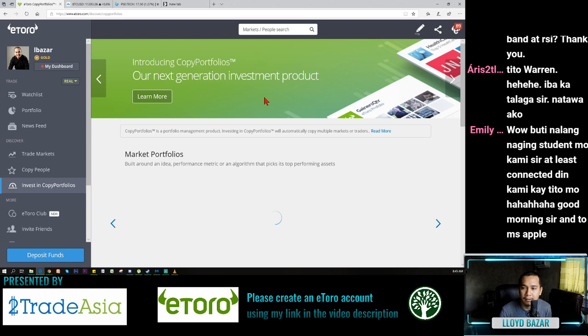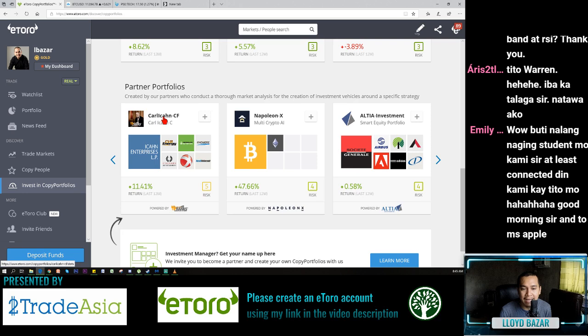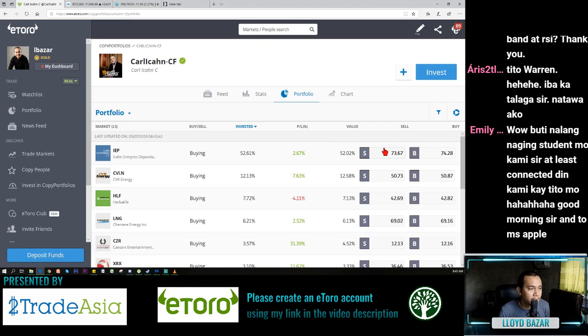So, there are very many copy ports out there. Sino pa ba yung sikat na ano? Ito, si Carly Khan. If you click on Carly Khan, go to the portfolio and click on view all. This is his investments. Ito po yung sa firm ni Carly Khan. One of the best fund managers out there also. And these are the companies. Iba rin yung companies na hawak niya.